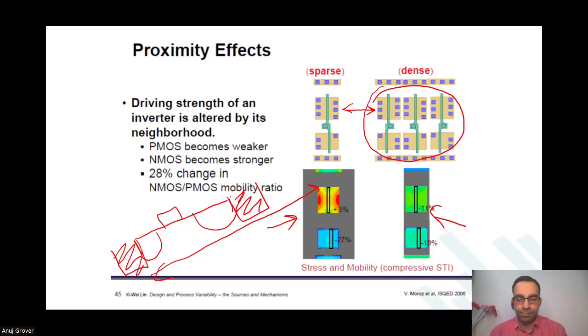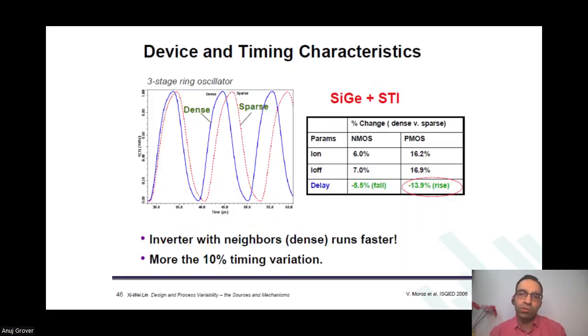Sir, when we have the dense layout, I can think that the STI width will be less, so that will lead to a different kind of physical stress. So you design the layout, and you will see whether the STI is less or more here. And look at this. This is the result of the final simulation in terms of ring oscillator. The dense ring oscillator operates at a higher frequency than the sparse one.